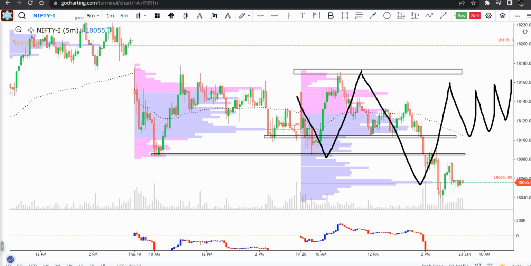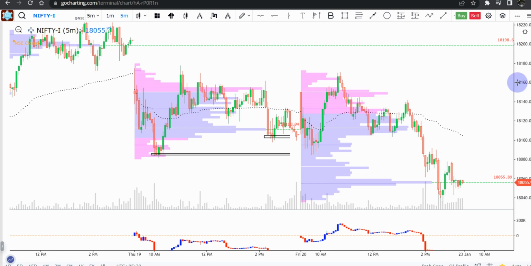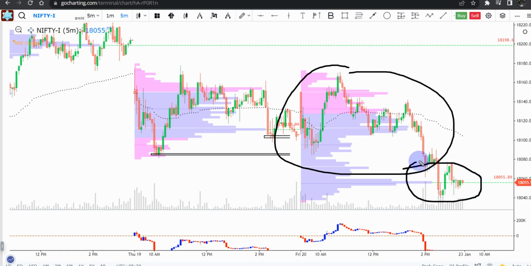I'll come to the part where I think it is still a market for shorts. No. Why? Because most of the value that has developed in this area on this day is all over here. Yes, there is a little bit of volume at the close. So we'll discuss how to go about it for Monday, that is tomorrow.